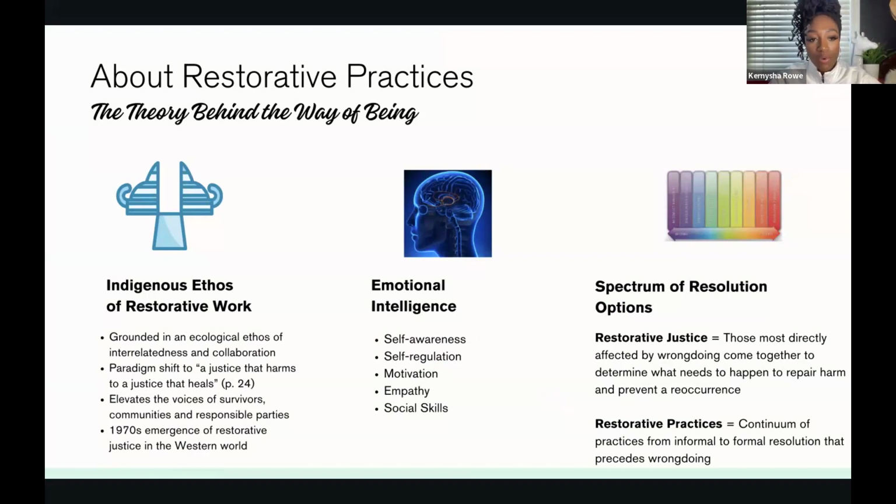The first thing that I wanted to either refresh or introduce to you all is that restorative work, restorative practices, is not a new idea. It has been around for centuries. It is an idea that is critical and very central to Indigenous cultures.